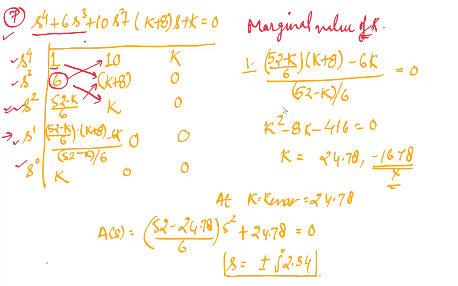So we have the very first situation: from here, 52 minus k, this term should be positive, right? For the marginal we will take it equal to 0. So on solving we will get a quadratic equation as k square minus 8k minus 416. So when we solve for the value of k, we will get these two values, right? Here one value is minus 16.78, and because gain cannot be negative, we will discard this value, right? So at k is equal to k marginal, we will get the value of 24.78.